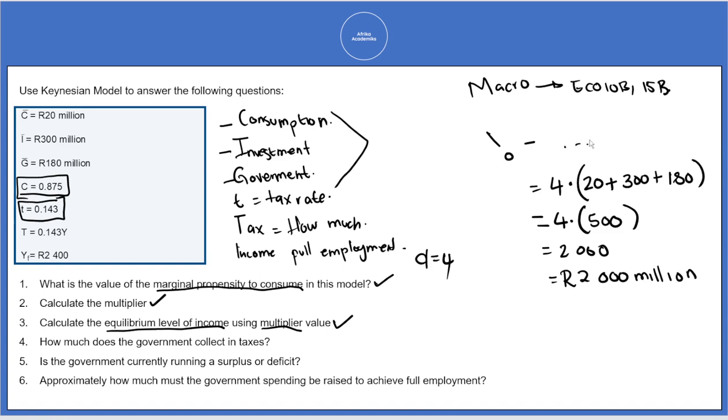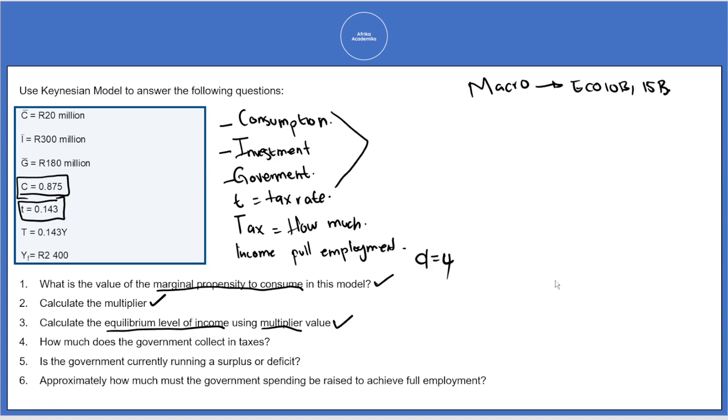Okay, so I also feel like this one is straightforward once you know the formula. The next question says, how much does the government collect in taxes? Remember I did say that the big T is going to give us the amount of the taxes, right? So how much does the government collect in taxes? You'll simply have your big T, or capital letter T, and then you'll say 0,143 times Y.